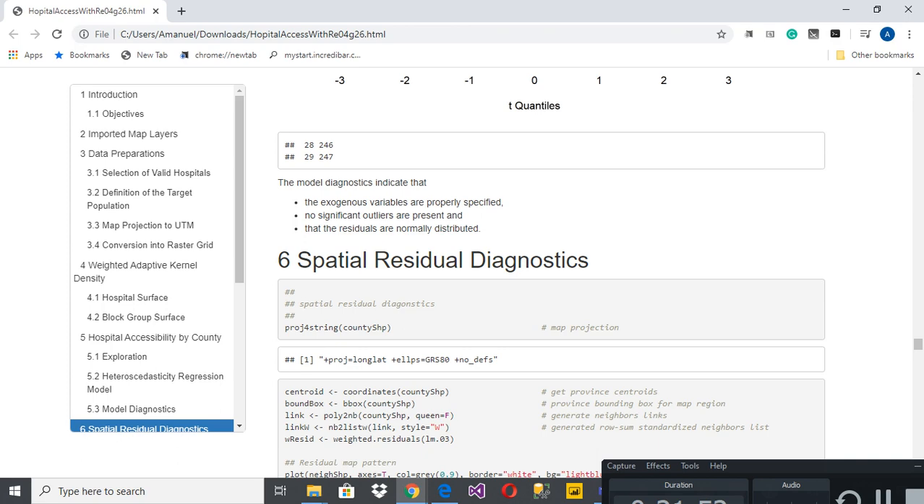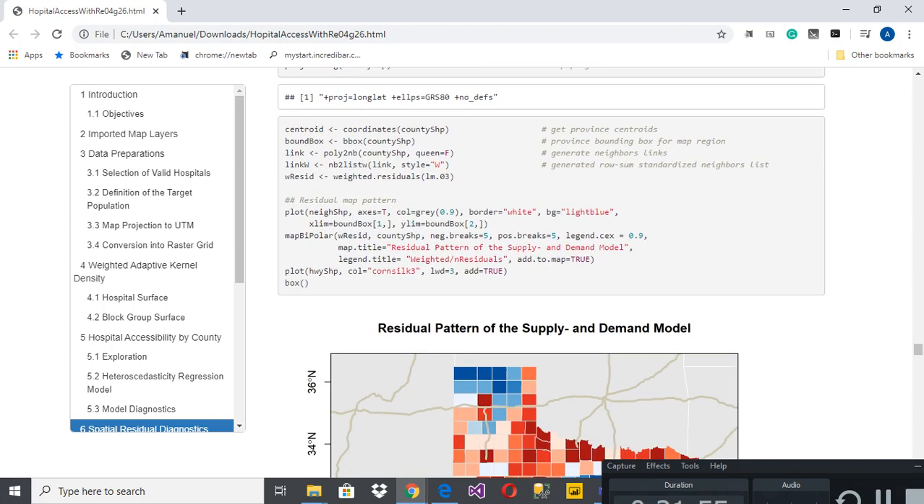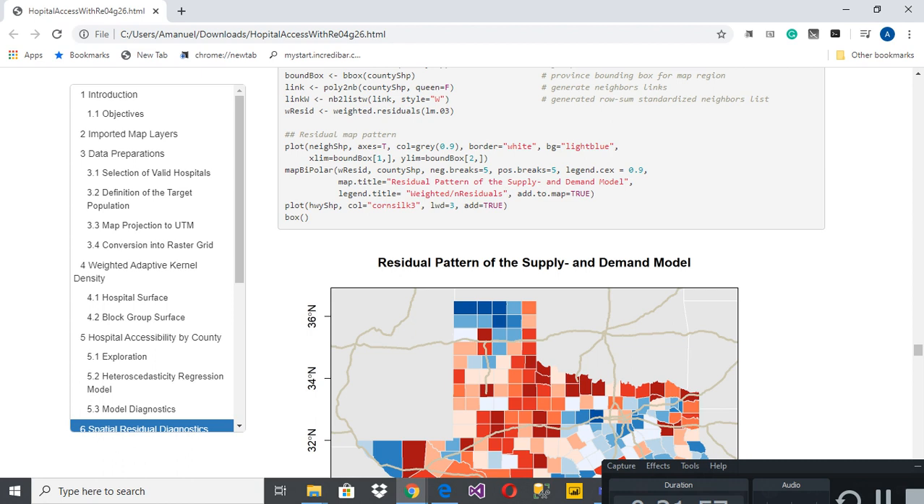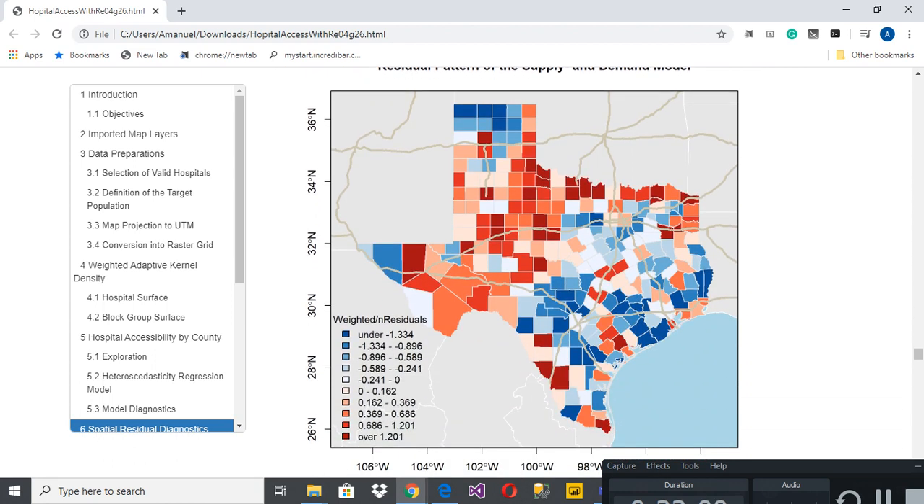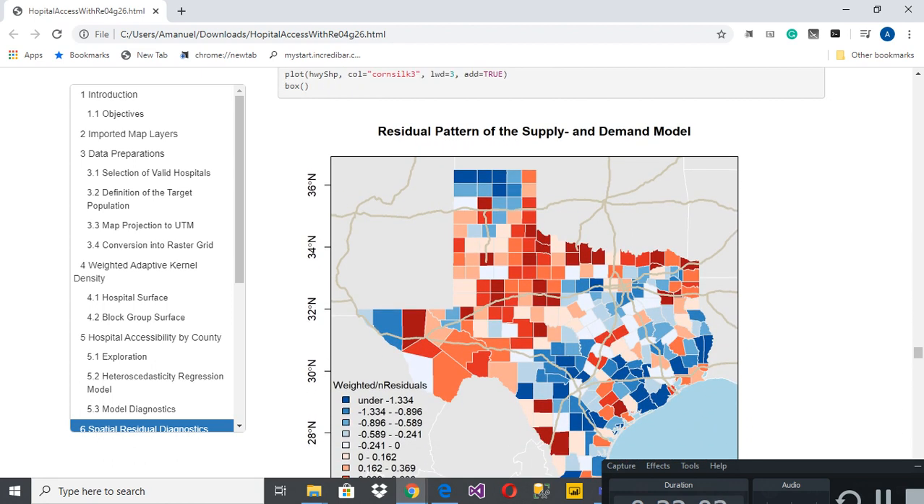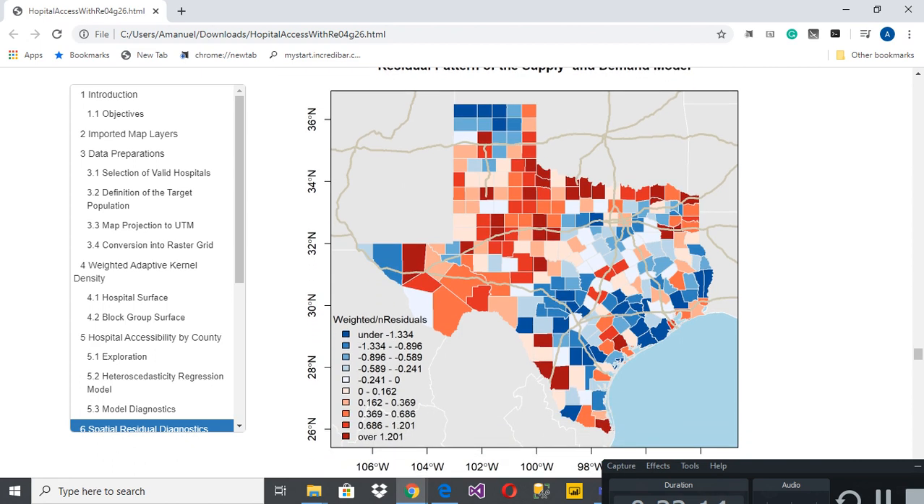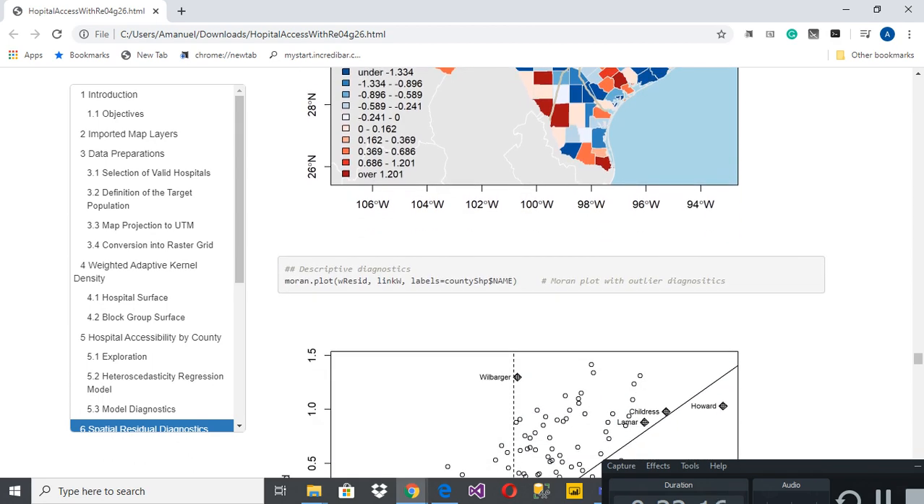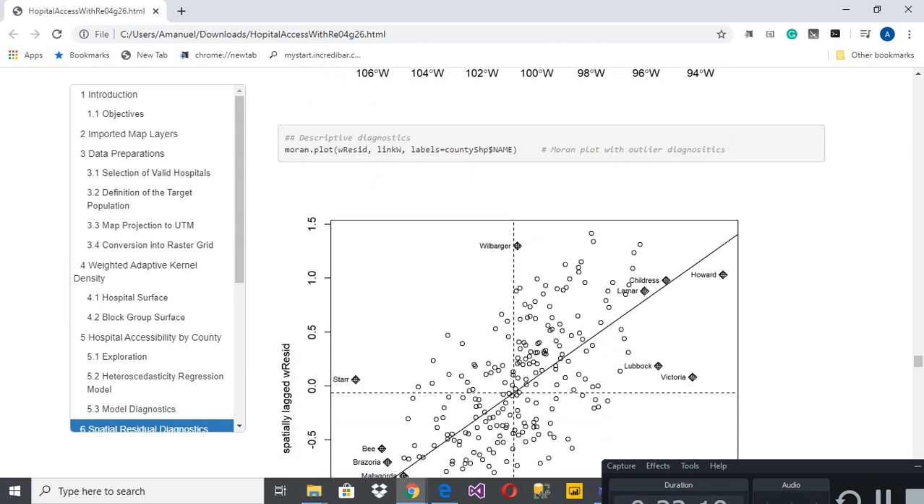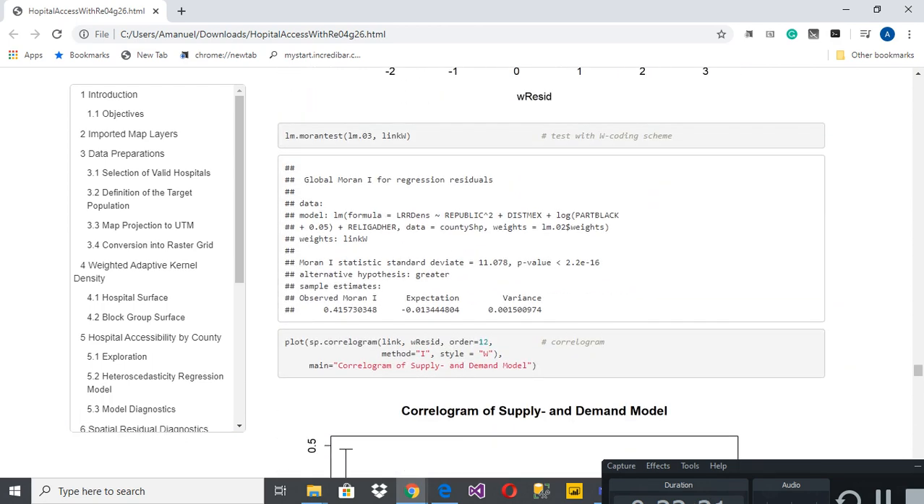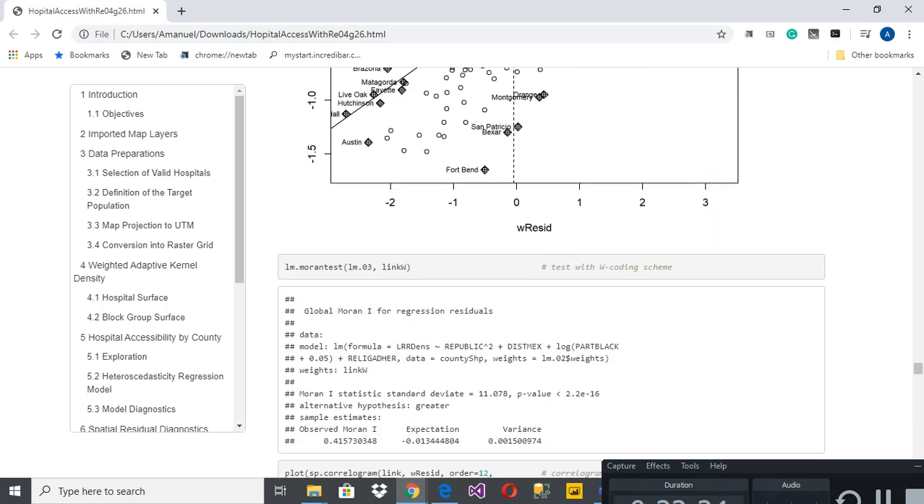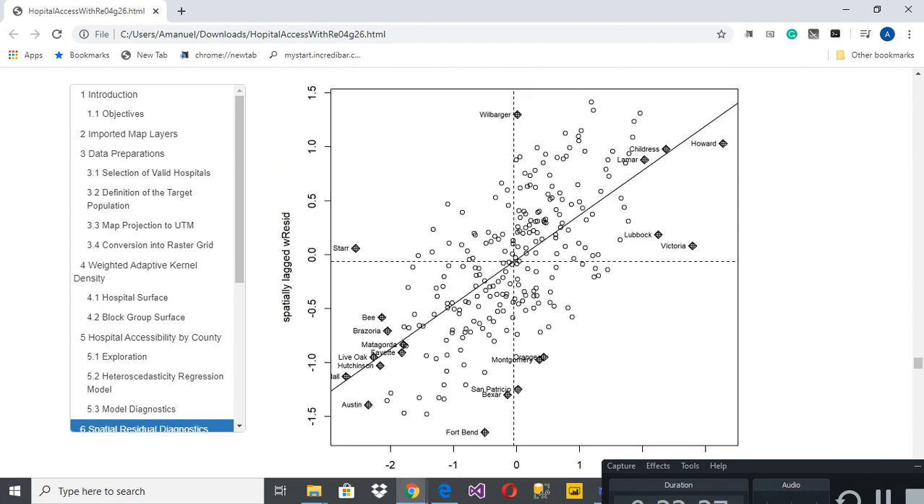For the spatial residual diagnostics, we can see from the residual pattern of the supply and demand model that this residual has a clear pattern, and it's not random. That means there is a spatial autocorrelation. And we can also see from the Moran's I plot that the p-value is very small. That means there is a positive spatial autocorrelation with few outliers.